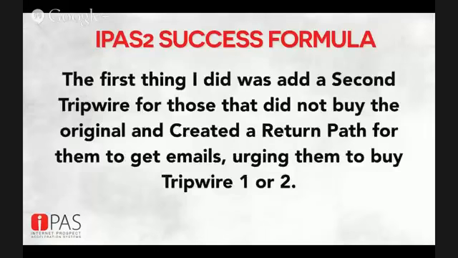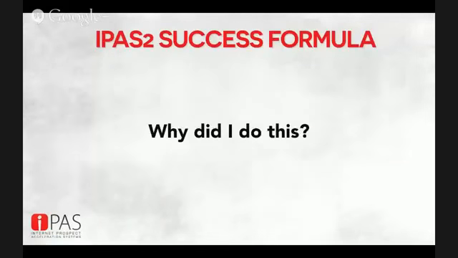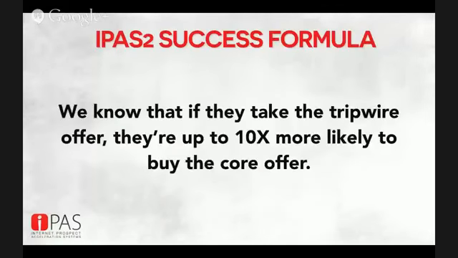So the first thing I did, and write this down, was I added a second tripwire. For those that did not actually buy the original tripwire, I created a return path for them to get emails urging them to buy tripwire and tripwire 2. Why did I do this? Well, we know that if they take the tripwire offer, they're up to 10 times more likely to buy the core offer. We already know that for a fact.